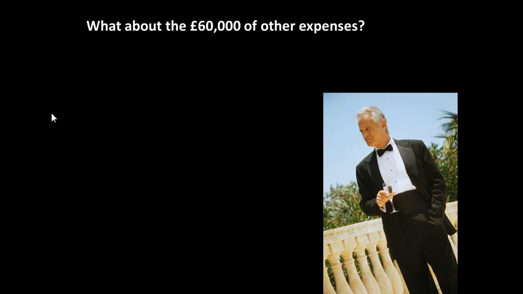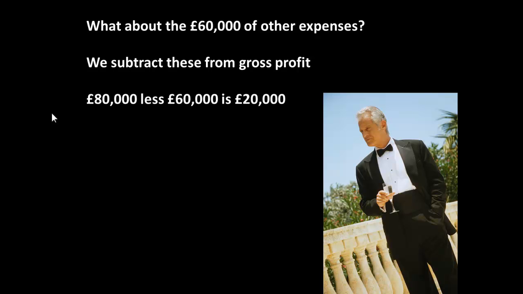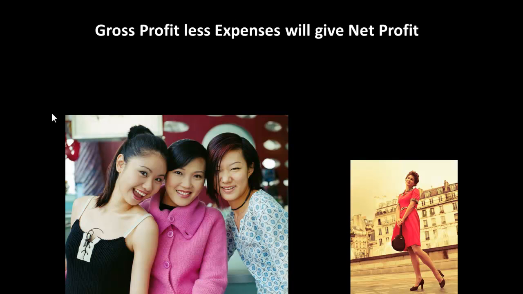So what about the other expenses? There are £60,000 of those. Well, we subtract those from the gross profit. So 80,000 less 60,000 is £20,000, and that figure is then called the net profit. So gross profit less expenses will give you the net profit, and they're happy.